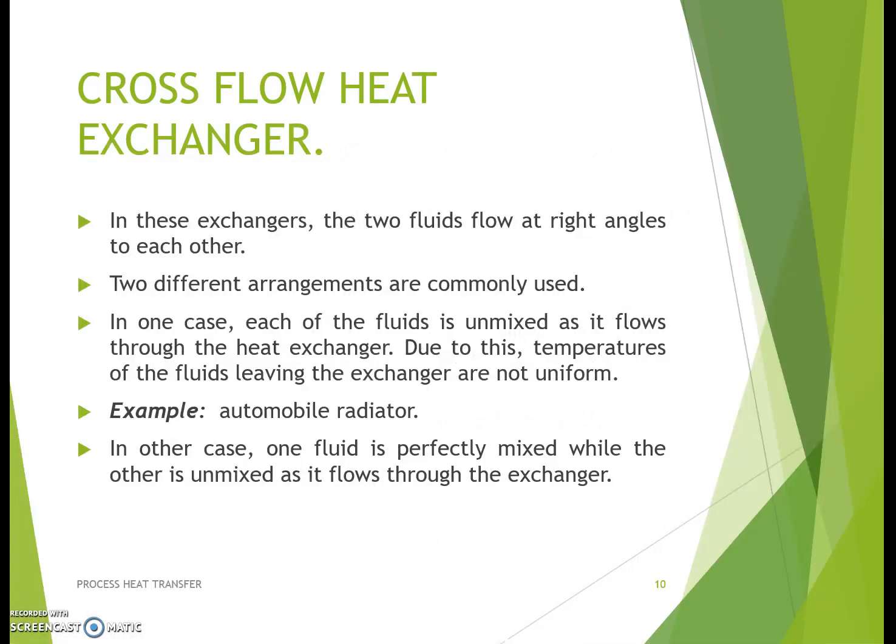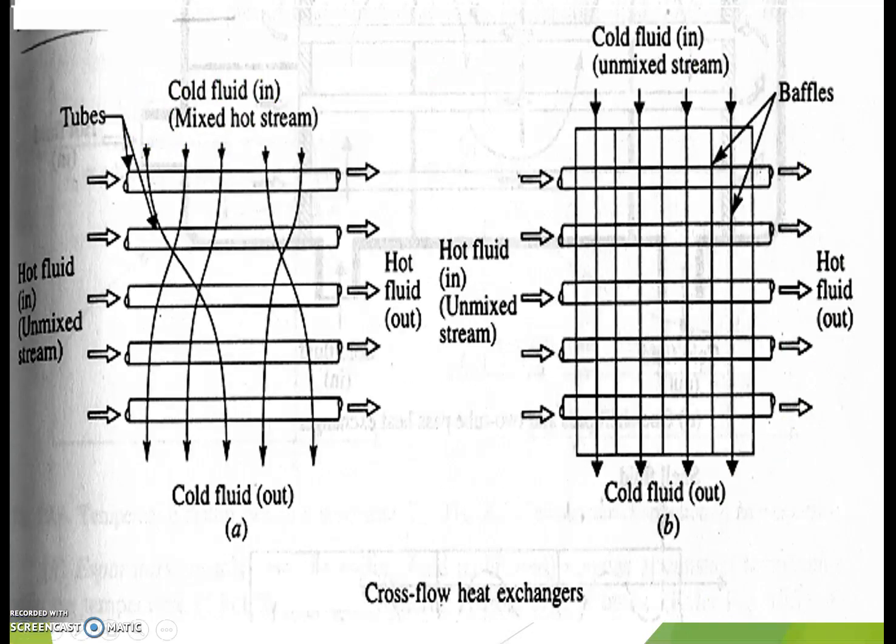And the last one is the cross flow heat exchanger. In this exchanger, the two fluids flow at right angles to each other. Two different arrangements are commonly used. In one case, each of the fluids is unmixed as it flows through the heat exchanger, and in the other case, one fluid is perfectly mixed while the other is unmixed. See, this is the figure of a cross flow heat exchanger. This is the mixed hot stream and here the unmixed hot stream. Here the streams are separated by the baffles.